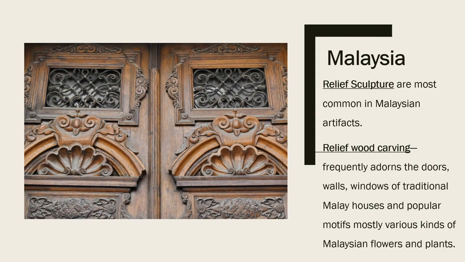Malaysia has its own sculpture way. Relief sculpture is most common in Malaysian artifacts. Relief wood carving frequently adorns the doors, walls, and windows of traditional Malay houses, and popular motifs are mostly various kinds of Malaysian flowers and plants.